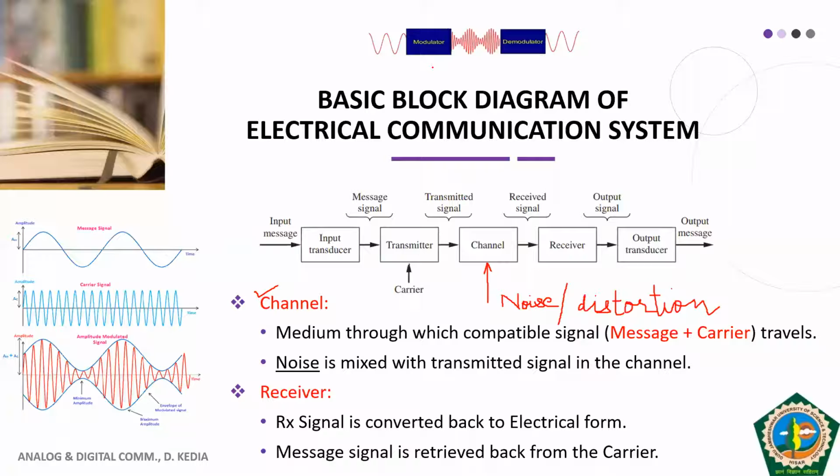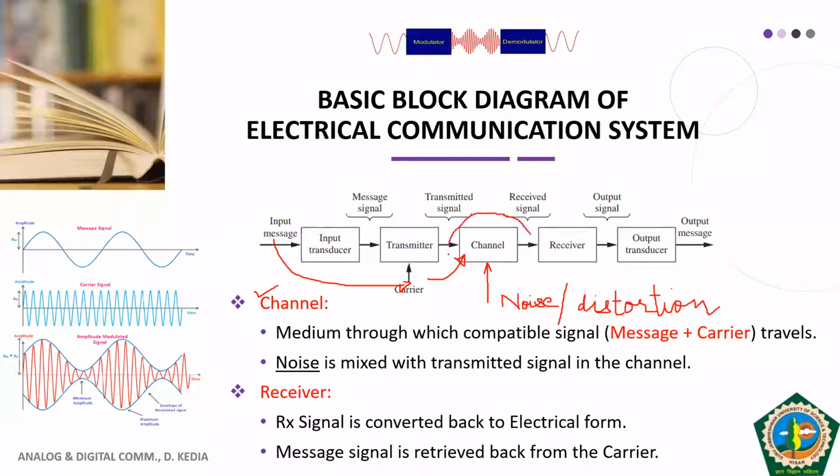So in the transmitter, what we do is we put our message signal onto the carrier. Now our signal is ready to go into the channel. When we say that, it means our information signal plus the carrier are totally fresh, without any distortion, without any noise.